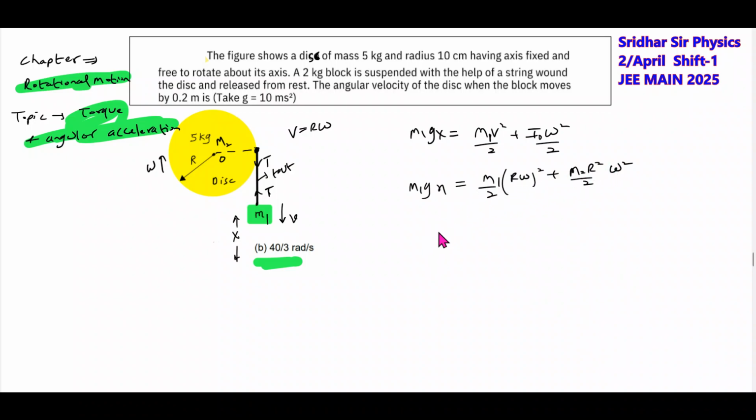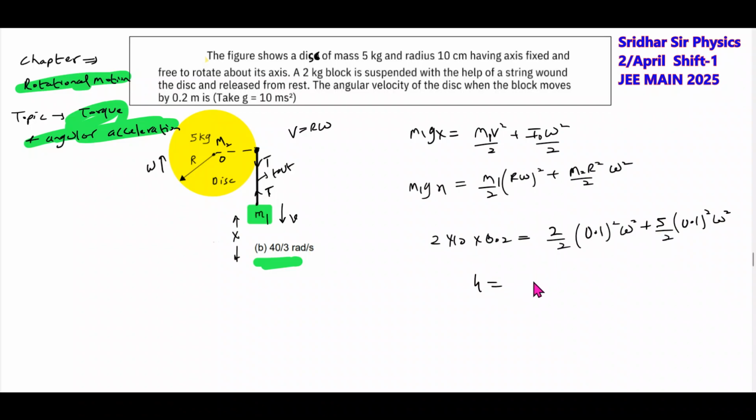So m1, the mass of the block, is 2. The g value is 10, given. x is 0.2. This equals half of m1, which is 2, times radius 0.1 whole square times omega square, plus half of m2, which is 5, times radius 0.1 whole square times omega square. Solving this, we'll get the expression for omega.